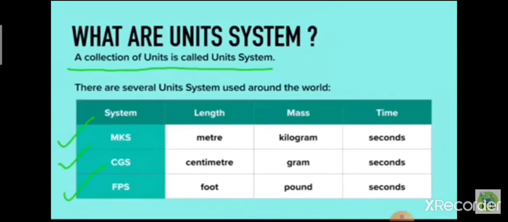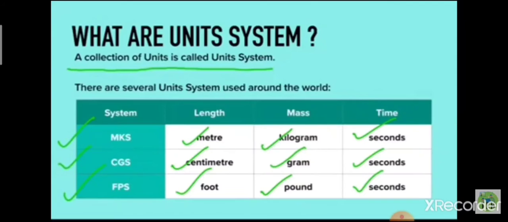The first one is MKS, the second is CGS, and the third is FPS. What is the meaning of MKS, CGS and FPS? Don't worry students, it's very simple. MKS means meter, kilogram, seconds. CGS is centimeter, gram, seconds. And FPS is foot, pound, seconds. Students, these are the main 3 unit systems used around the world.